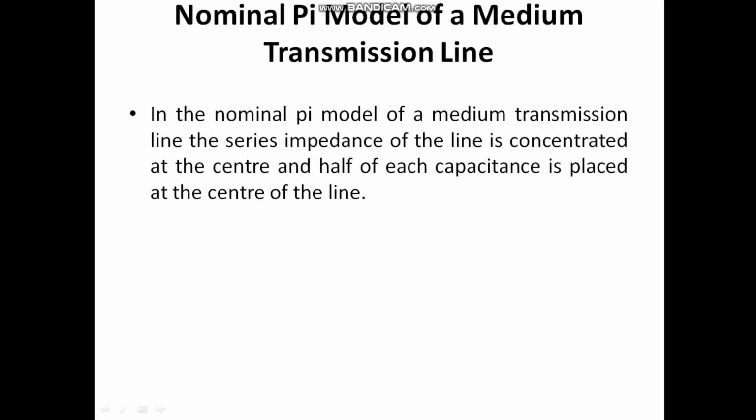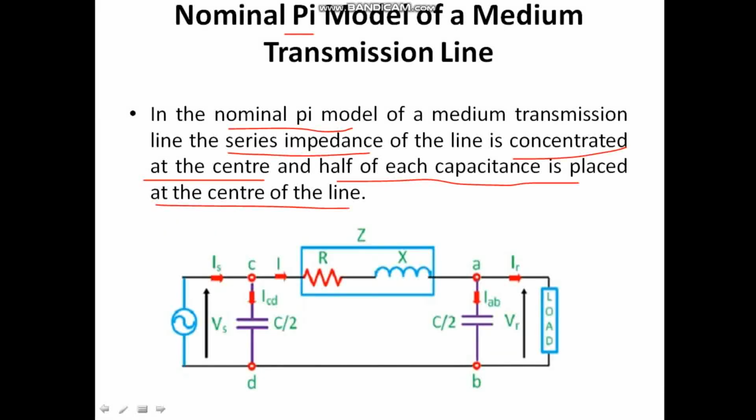However, in the nominal pi model, the series impedance R plus jXL is concentrated at the center. See here in the nominal pi method, R and XL are not distributed, however they are concentrated, and half of each capacitance is placed at the ends of the line. So this is how the representation is. Now you can see that this is of the shape of pi. So this is where this method derives its name from.